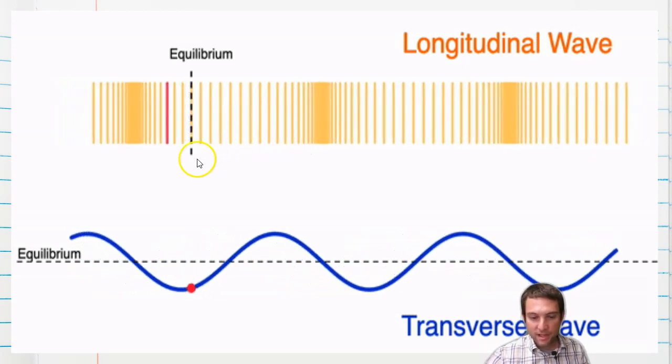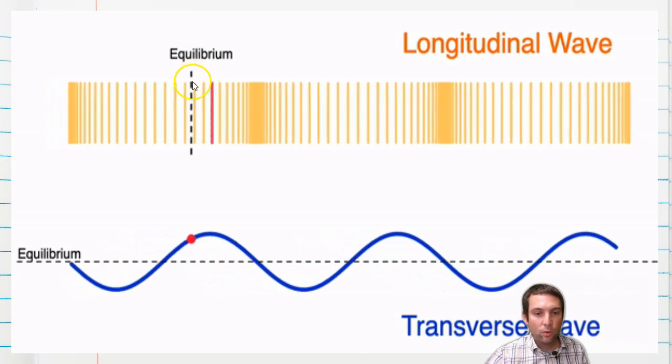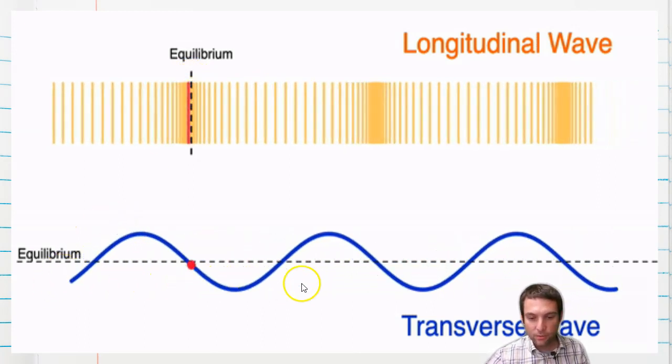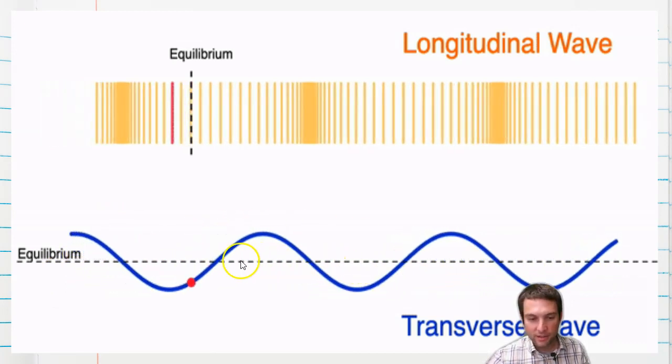Here they are side by side. We have the transverse wave on the bottom and we have the longitudinal wave at the top. The equilibrium point is the at-rest point. If this slinky was at rest along the floor, along the table, it would just be a straight line, right?